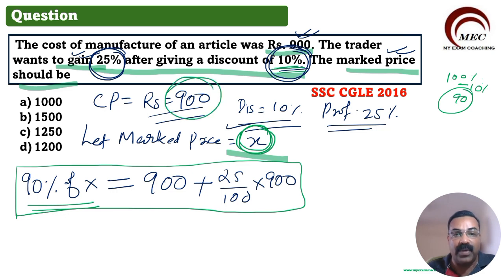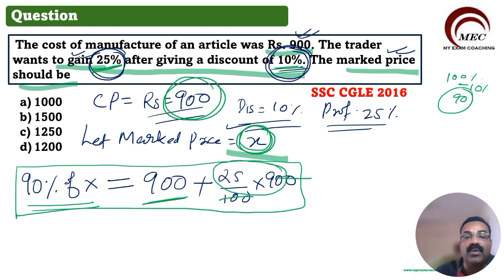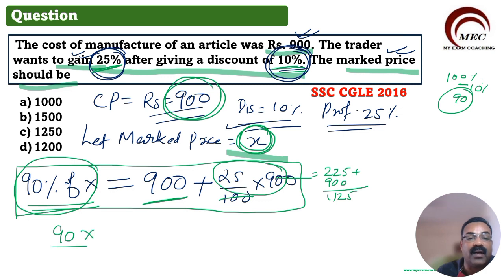He paid 900 rupees. Plus how much does he want? He wanted 25% profit. So 25 by 100 into 900. Here I can cut these 0, 0 and these 0, 0. So 25 into 9 will be equal to 225. 225 plus 900 will be equal to 1125. 90% of X is equal to 1125, that is 90x by 100 is equal to 1125.